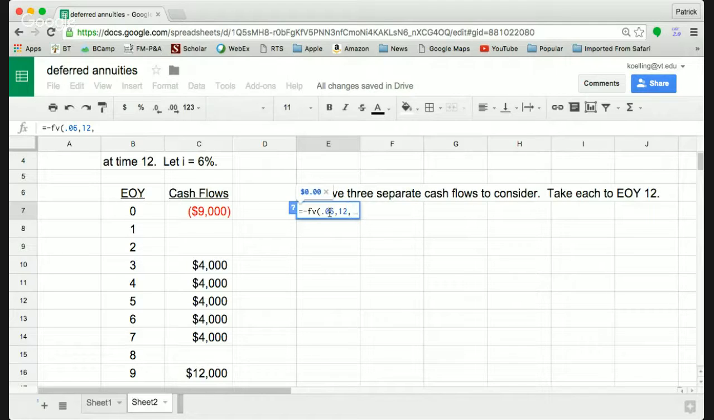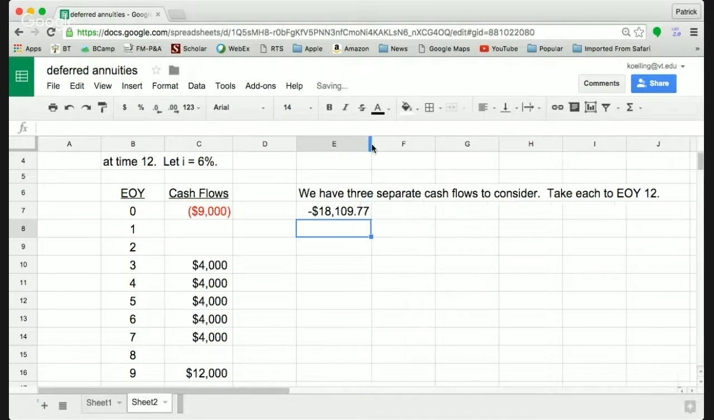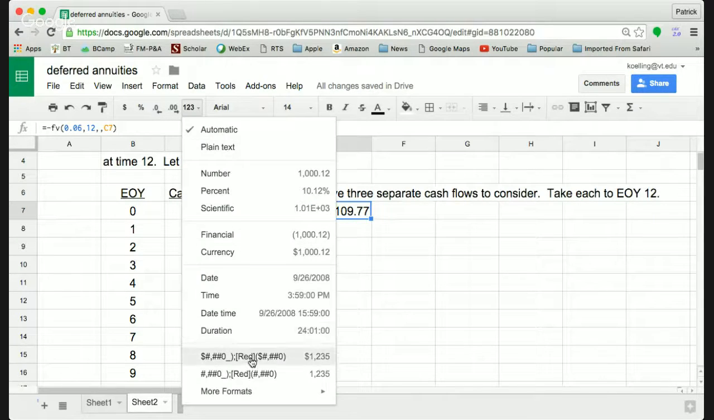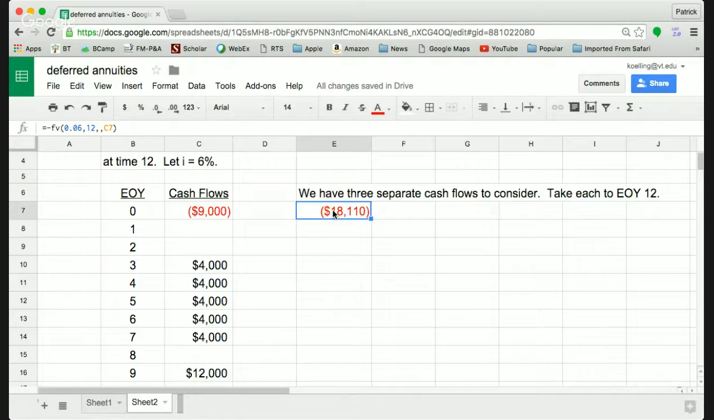And the next argument is a uniform series, which I'm not working with right now. It's a single cash flow, so I'll skip that argument. Now the single cash flow, a present value, negative $9,000. And there we have it. And so that economically equivalent amount at the end of year 12 is negative $18,109.77. I'm going to change the format of that to my favorite red format there. This is the economically equivalent amount at the end of year 12 of this guy right here.